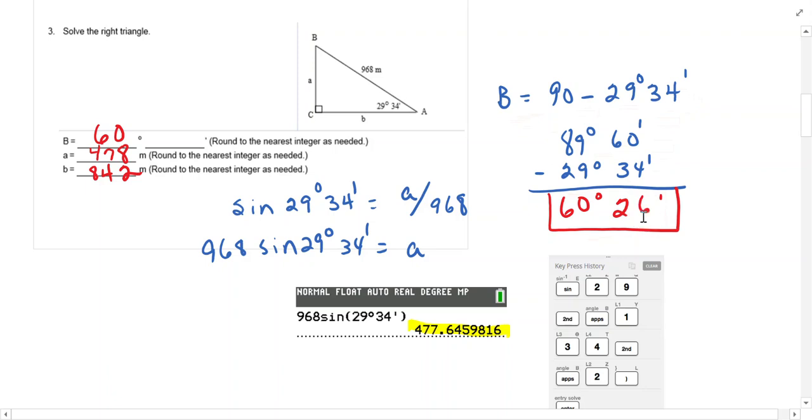Then we're going to find the opposite side. Opposite over hypotenuse is sine. So sine of this is equal to A over 968. Then multiply by 968, and here's what you put in the calculator: 968 sine 29 degrees 34 minutes gives you that.